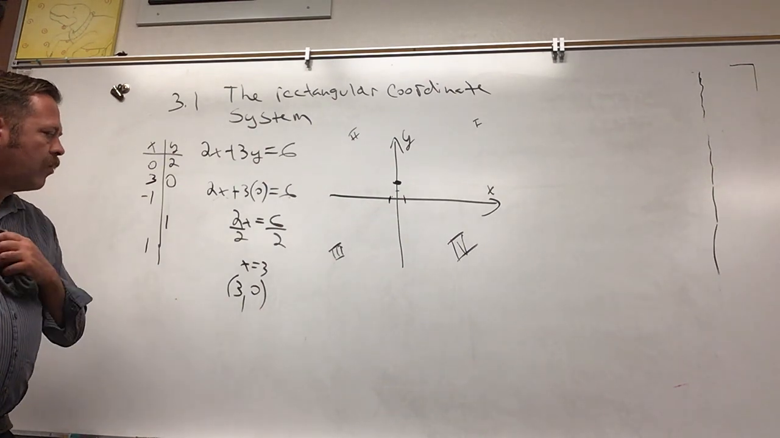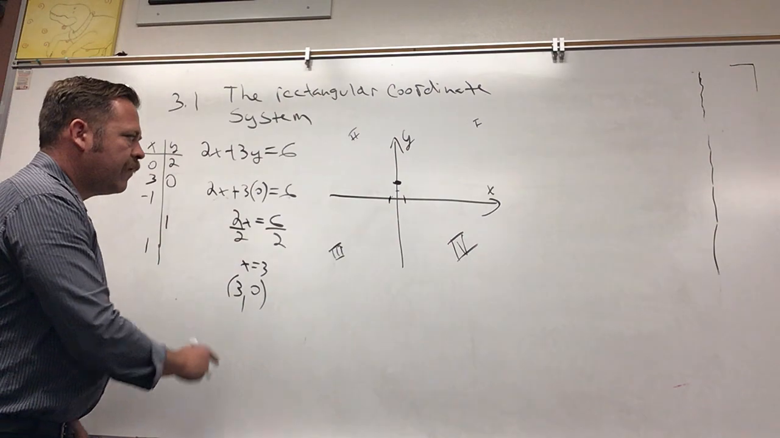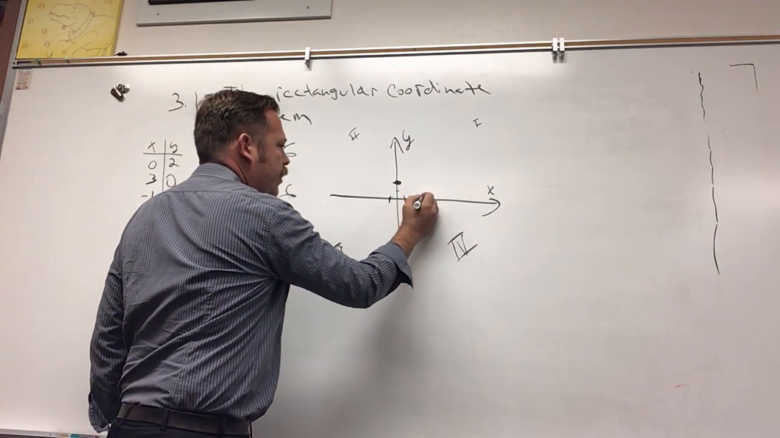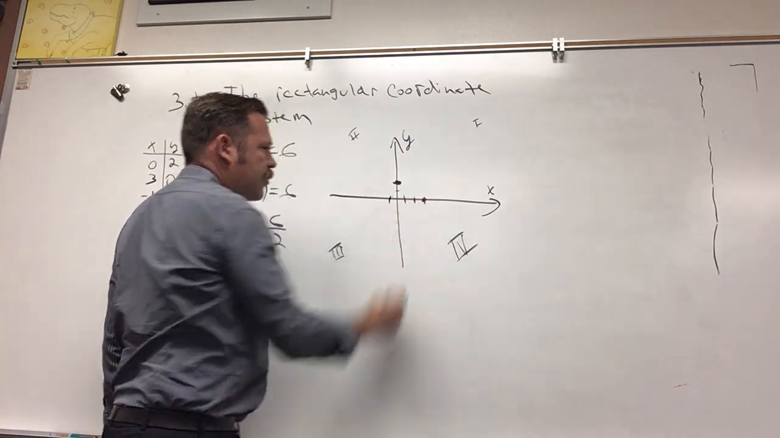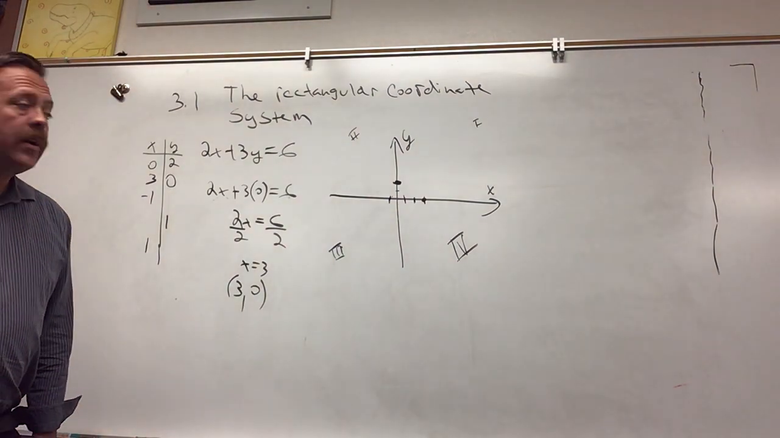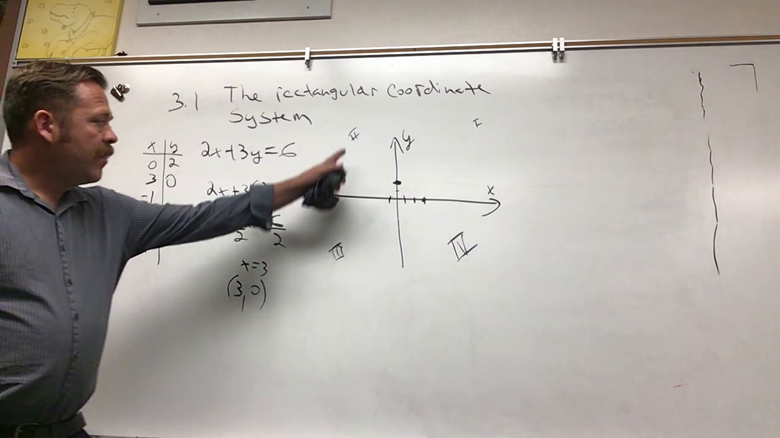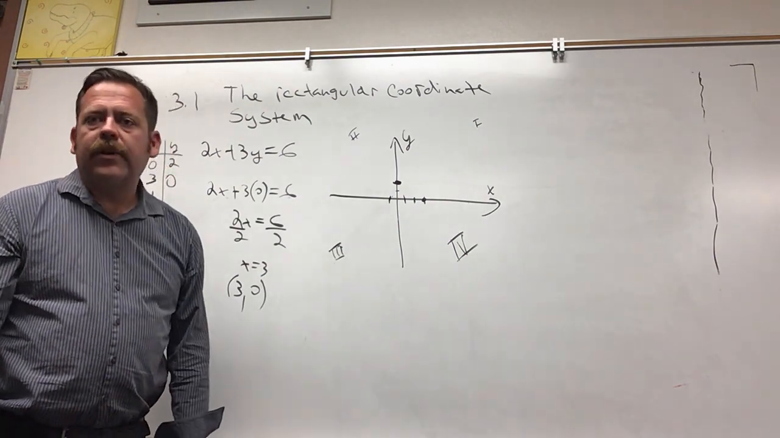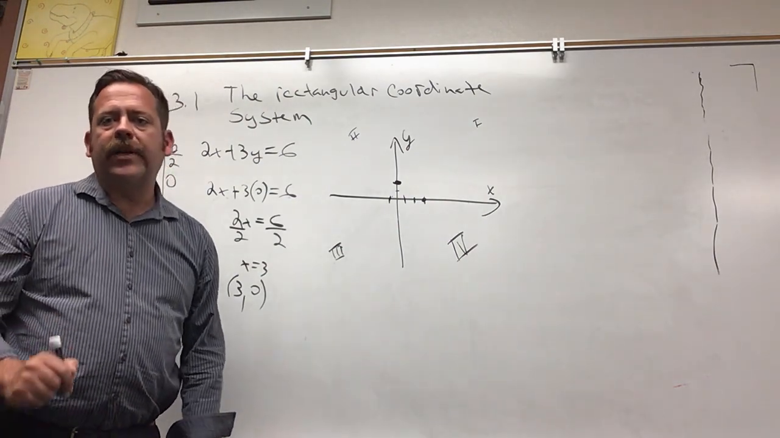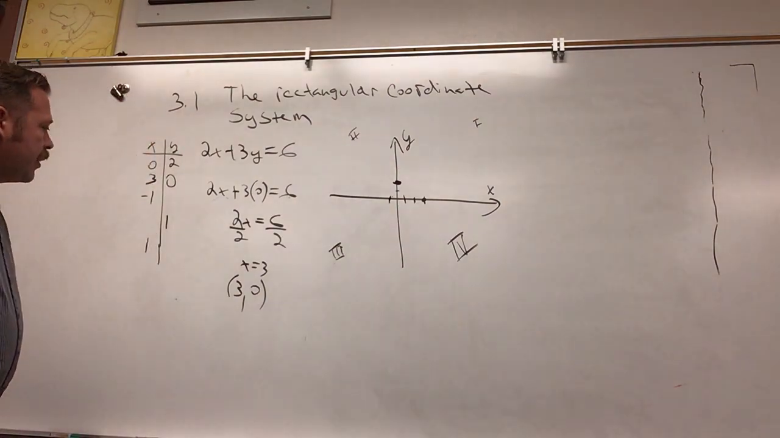So when we graph that point, positive 3 for x, so 3 spaces to the right, 0 spaces up, so there's my next point. Since we have 5 points on our t-chart, we're going to have 5 points on our graph. And we're going to see, because it's a linear equation, this should make a straight line. All right.